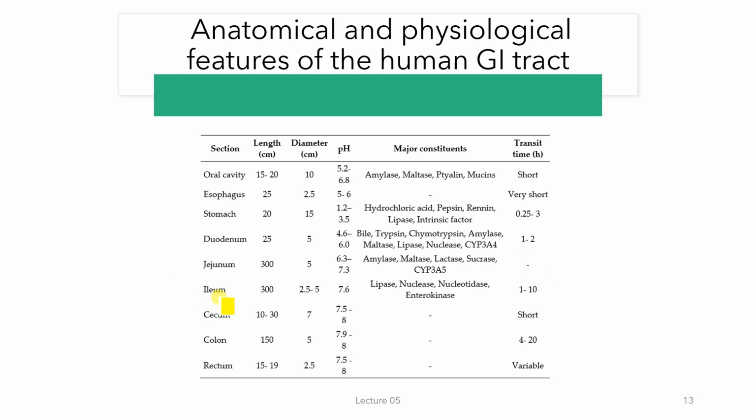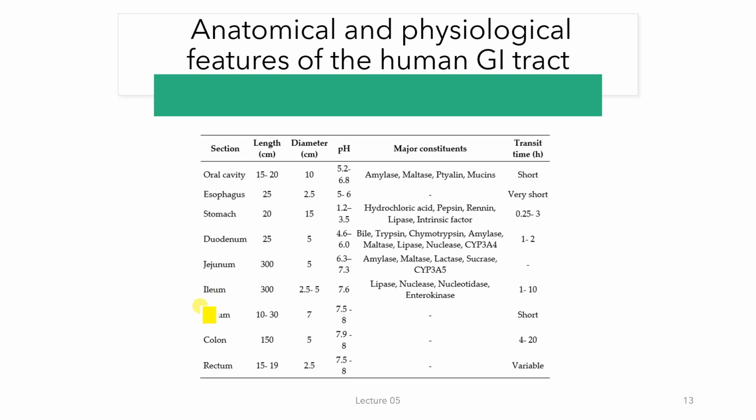The ileum is the next region. The length of this region is again 300 centimeters. The diameter is 2.5 to 5 centimeters with a pH of 7.6. Its major constituents are lipase, nuclease, nucleotidase, and enterokinase. The transit time from the ileum is from 1 to 10 hours.